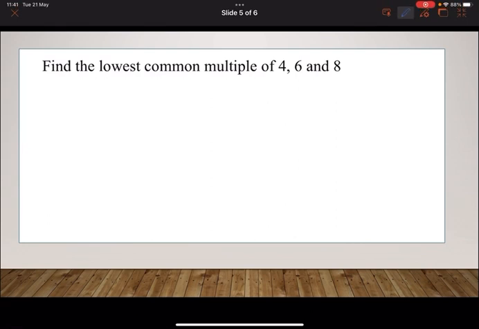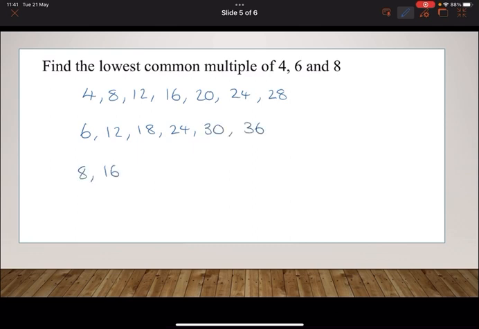Okay, so to find the lowest common multiple, I need to write out the times tables for all of these numbers. So I've got quite a few numbers to write out. So I'm going to do, again, I'm just going to keep going for a little while and see what we end up with.